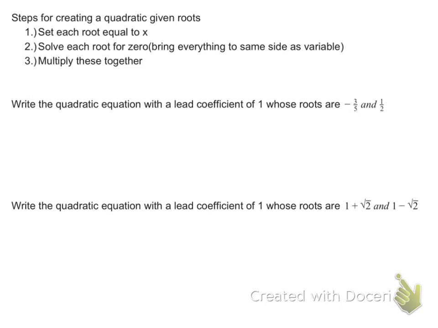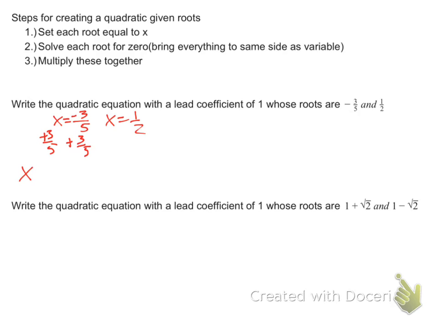Write the quadratic equation with a leading coefficient of 1 whose roots are -3/5 and 1/2. So set them equal to x, right? How do I get those equal to 0? It says that right above. Bring everything to the same side as the variable. So what do I need to do to get rid of the 3/5? Adding 3/5. So I'm going to add 3/5.